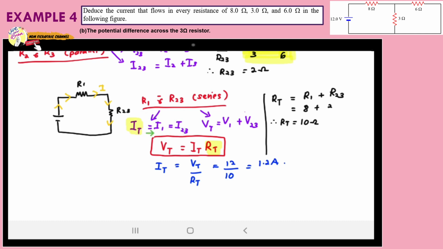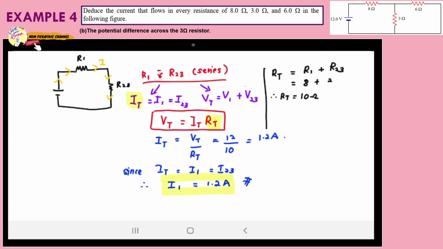So from here, I can straightly find the value of I1. Since I total is equal to I1, which is equal to I23, therefore saya dah dapat jawapan yang pertama untuk I1, and it's equal to 1.2 ampere. So this is the answer untuk current yang lalu dekat R1.